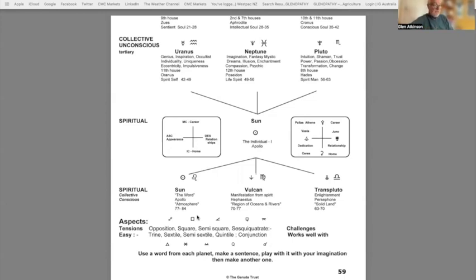Vulcan takes that process one step further, and that manifestation is instantaneous. And of course, the sun, again, is you, the individual, as the fully awake, spiritually creative individual. And in a sense, this is the original thought that leads to the process of creation. And so these are how I see the planets.